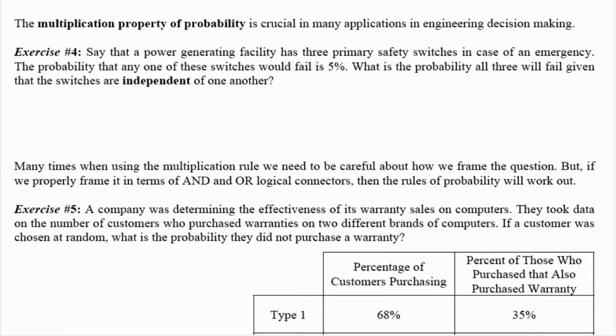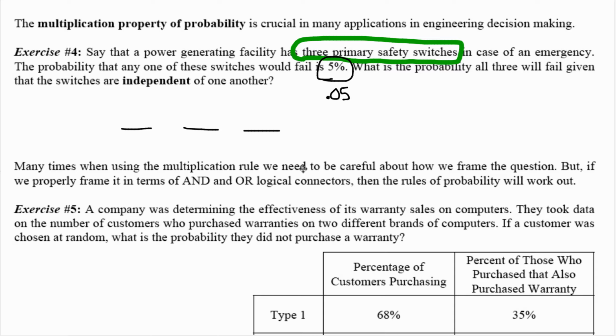All right. So where is this used in the real world? Say a power generating facility has 3 primary safety switches in case of an emergency. So I'm going to come down here and I'm going to put my 3 switches. There they are. The probability that any one of these switches fails is 5%. Now I'm going to come over here and put 0.05 because we always forget to change 5% into a number.